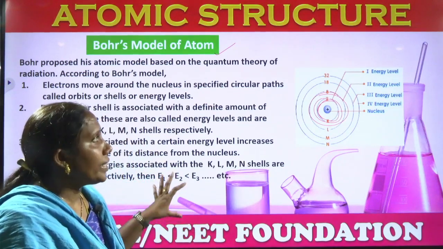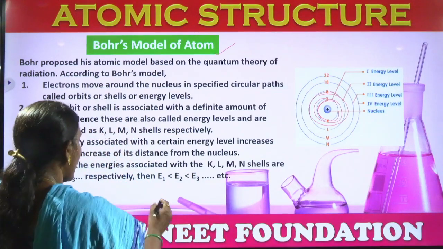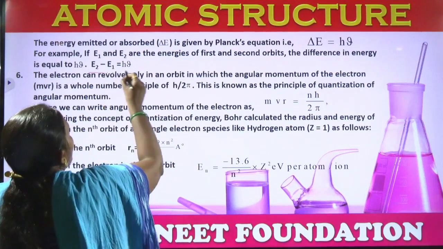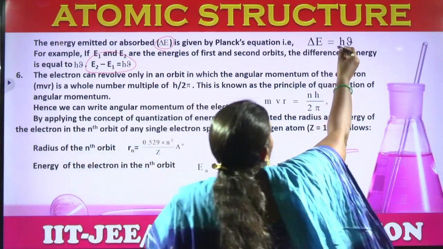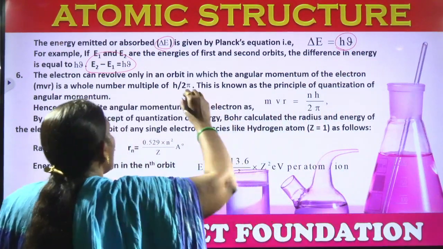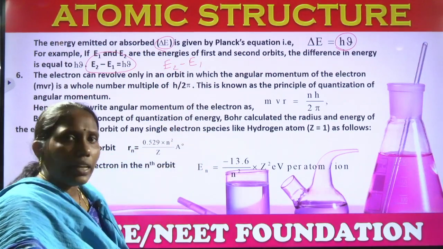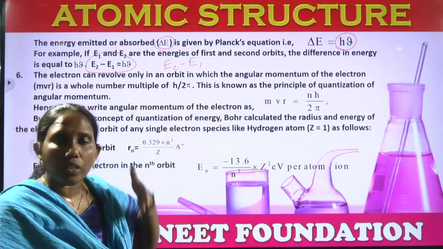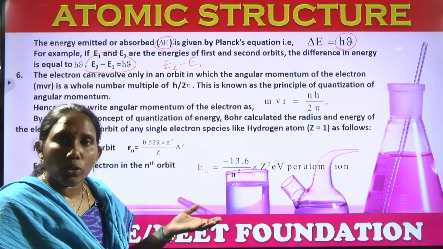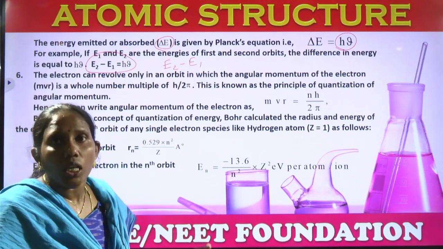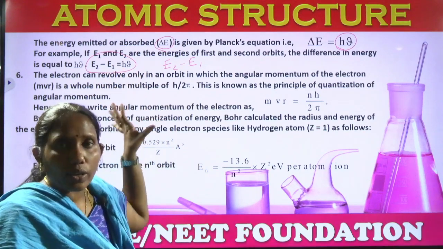When a change in energy is possible, that change in energy he considers as delta E, meaning change in energy. E equals h nu, where nu is frequency. Delta E, the change in energy, can be E2 minus E1 or E3 minus E2. It can jump from third to second, or from second to first, so from the final orbit to the initial orbit, that is called change in energy. That change in energy value will be E2 minus E1 equals h nu.